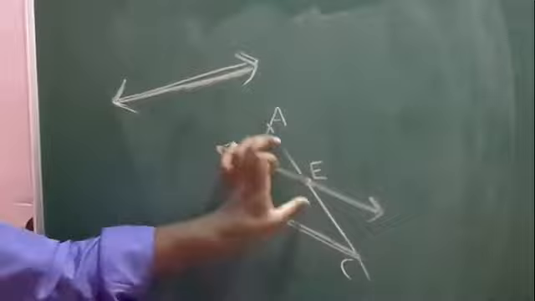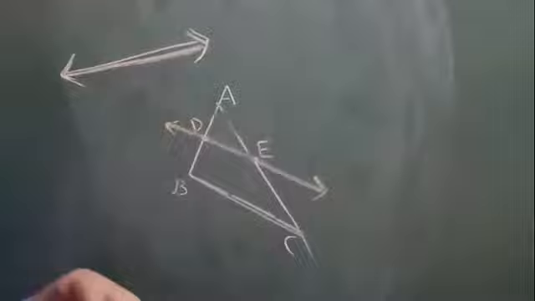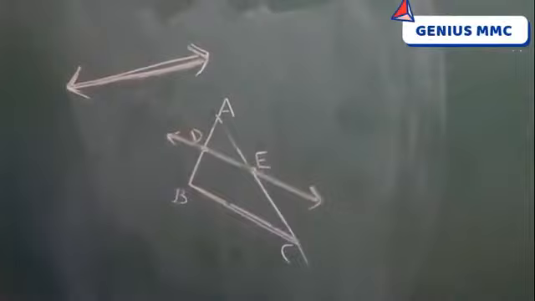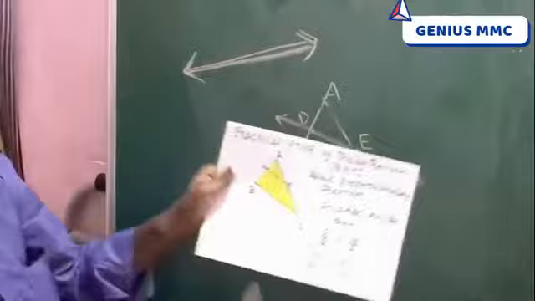So, for that, another method, a simple activity. Same as what you see here. I will draw a triangle here. Observe the triangle ABC.